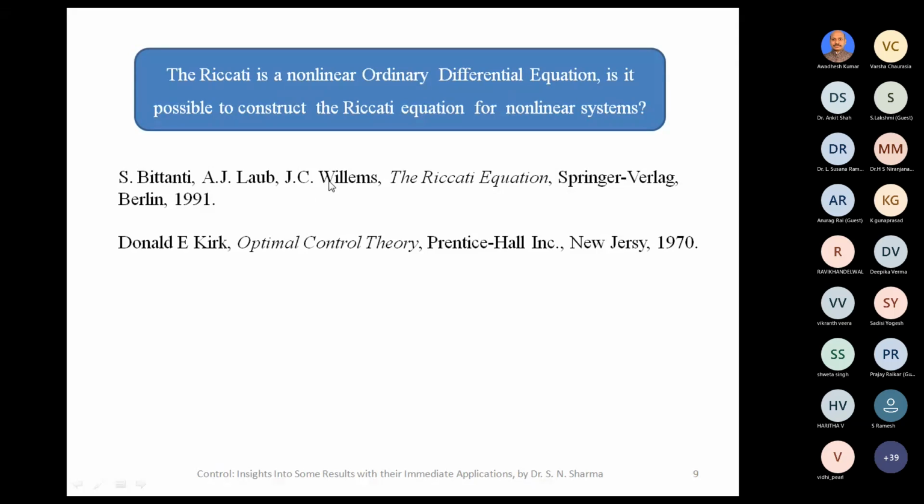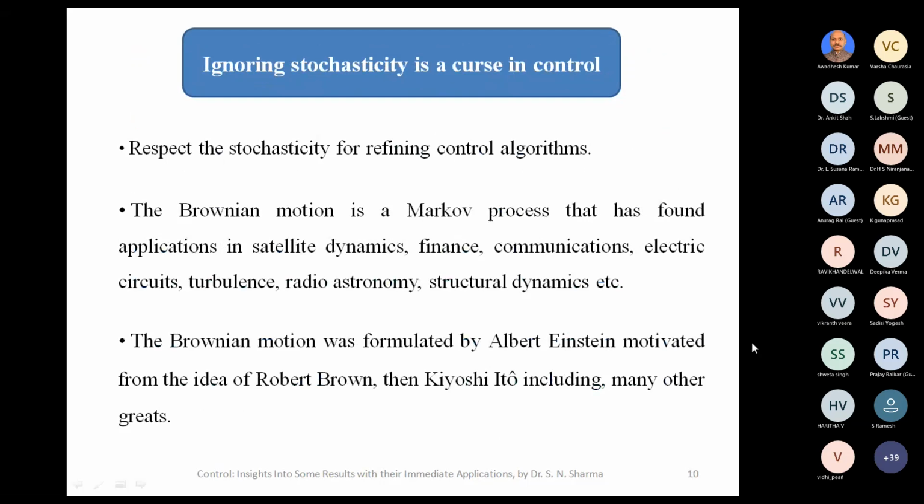So here it is, and these are the famous names: S. Bittanti, A. J. Laub, and J. C. Willems. So the Riccati equation is not merely an equation. You can find greater detail in this book by Donald E. Kirk, which is taught to final year students. It is a famous book. I have learned the Hamilton-Jacobi-Bellman equation from Donald E. Kirk. Got the point? It is a famous and well written book.